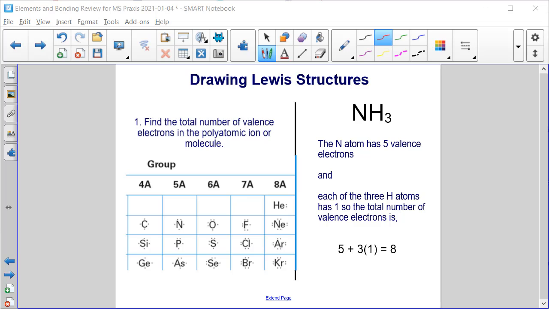All right, let's look at another example and draw the Lewis structure for NH3. The first step is to find the total number of valence electrons in the polyatomic ion or the molecule. So nitrogen N has 5 valence electrons, and each of the hydrogen atoms has 1 valence electron. So we have 1 for hydrogen times 3 total atoms, plus 5 valence electrons from nitrogen gives us a total of 8 valence electrons.